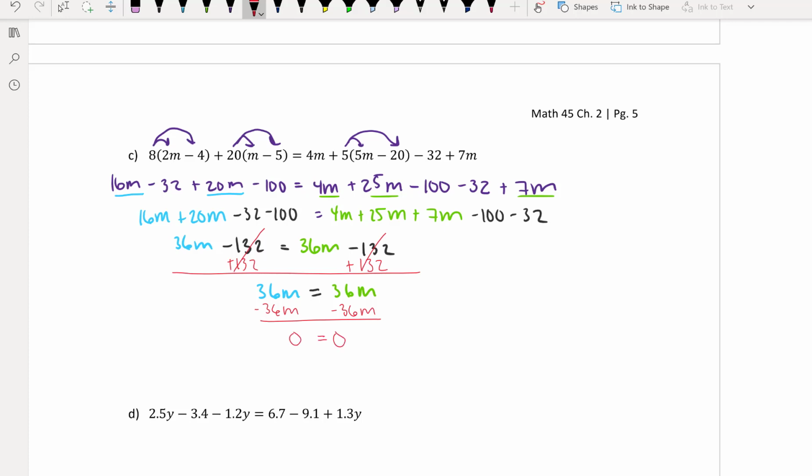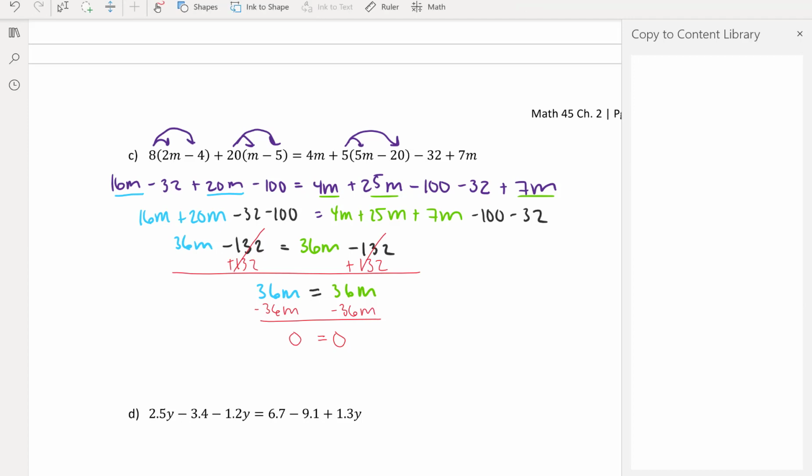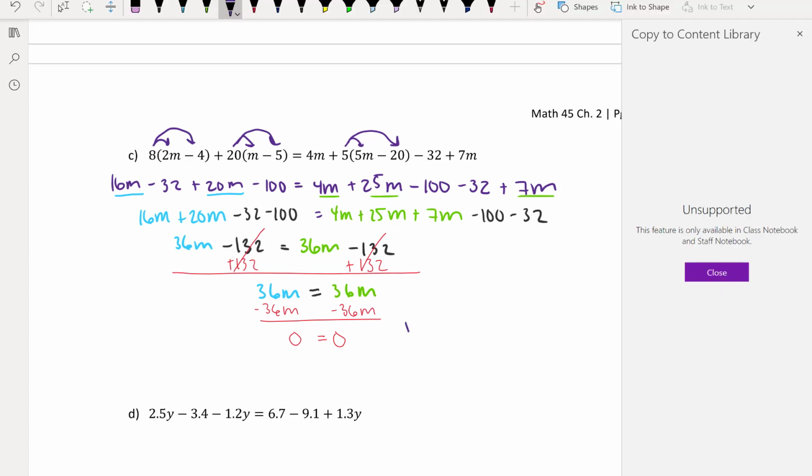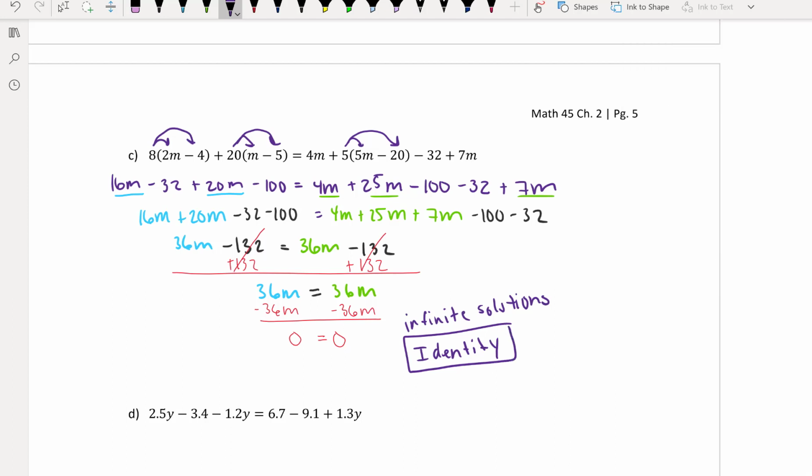So hopefully now you can truly see what's happening. When you have 0 is equal to 0, what that tells me is that you have an infinite amount of solutions. So since you have an infinite amount of solutions, this is an identity. That is your classification. Your classification is going to be identity.